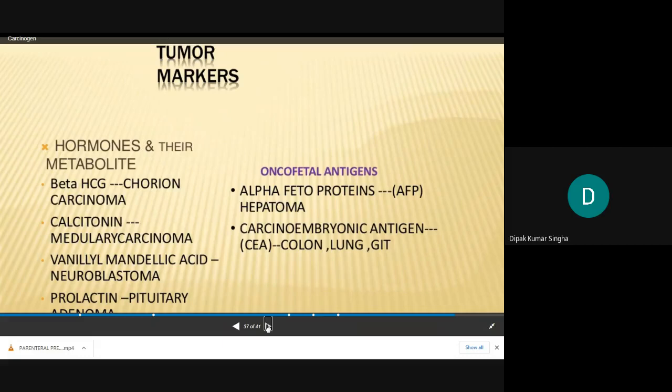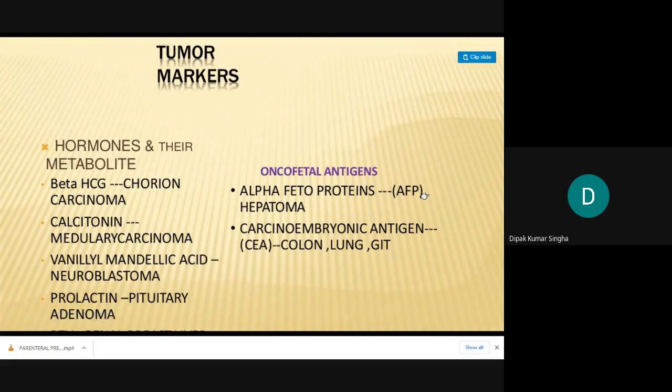Tumor markers also include hormones, such as beta hCG, human chorionic gonadotropin, for choriocarcinoma, and calcitonin for medullary carcinoma. Among the pituitary hormones, prolactin is for pituitary adenoma. Then oncofetal antigens, also alpha fetoprotein. This is the most important marker to identify tumors, along with carcinoembryonic antigen. These are for the colon and lungs.